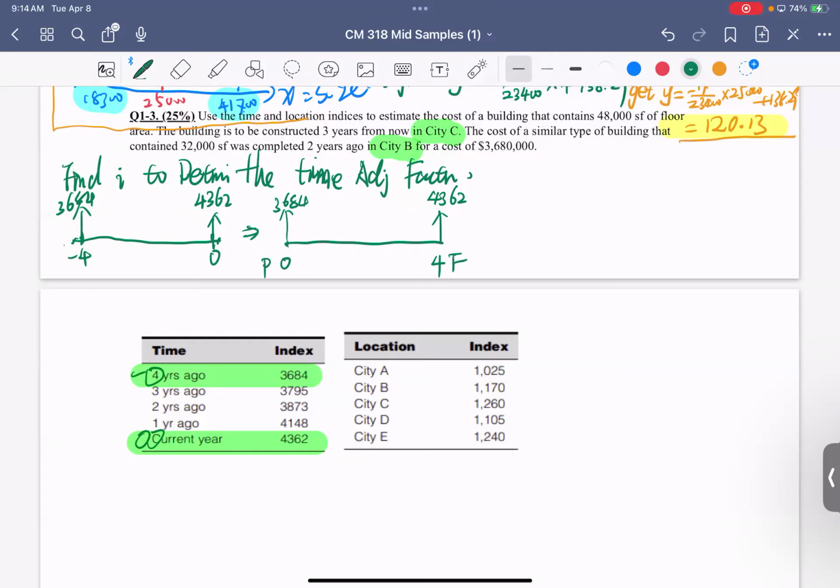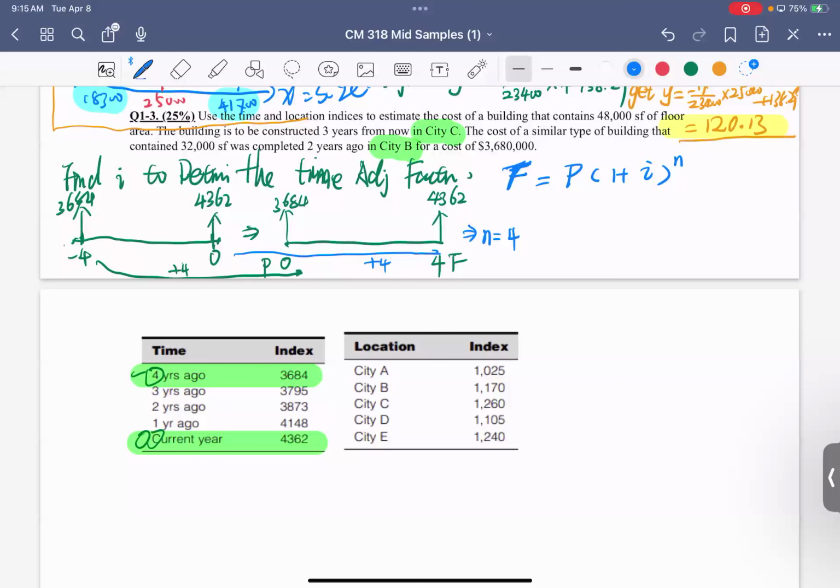The P and F are only for the time adjustment, right? P is present, which is 0, and F is the future, 4 years later. So you convert this one to here by adding 4, and convert this one to here by adding 4 as well. I'm changing color to show the difference. Now we can have this function: your future value is equal to your present value times 1 plus I, where I is the interest rate, to the power of the year difference. Here N is 4 years difference.